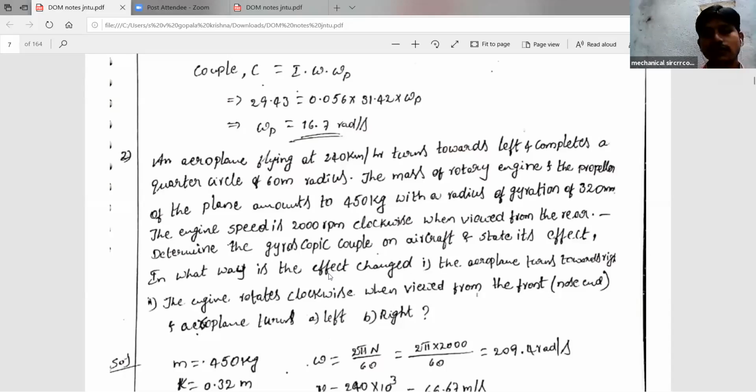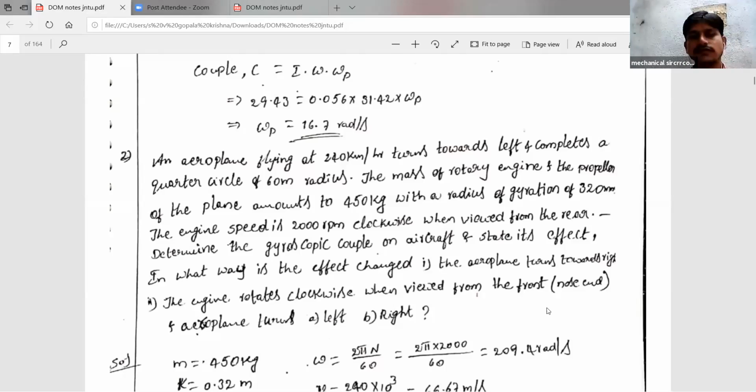Okay, and the conditions are, in what way does the effect change? The aeroplane turns toward right. The engine rotates clockwise when viewed from the front end, and the aeroplane turns left and right. So four conditions are there, what we discussed in the earlier derivation, and those are all given here. So before going to state their effects, first we will solve the problem.